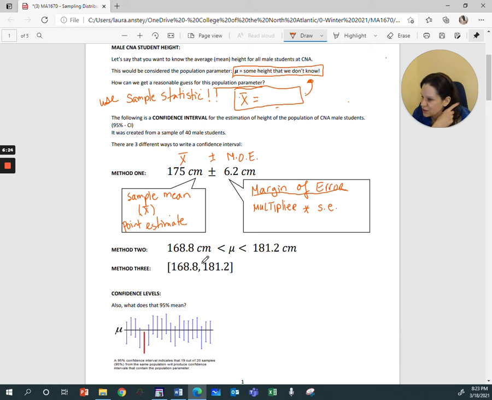Method 3, you might see it written like this, and you just take your little brackets and write the two numbers here. Method 1, Method 2, Method 3.